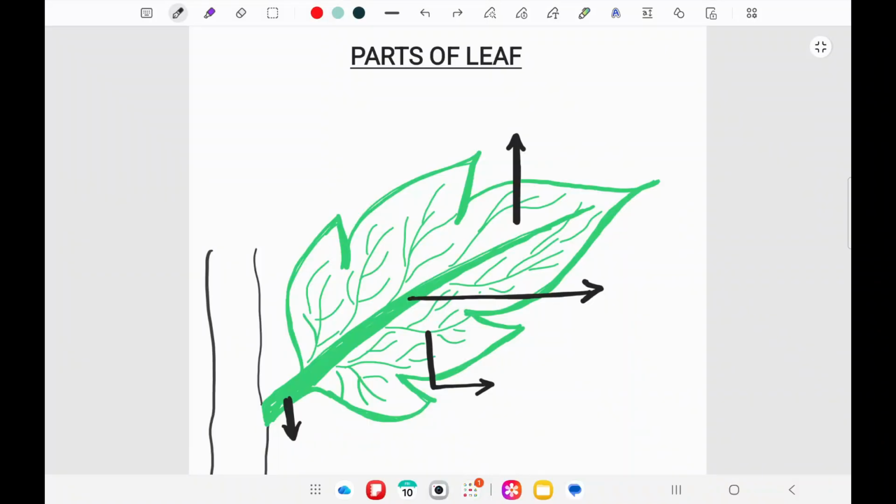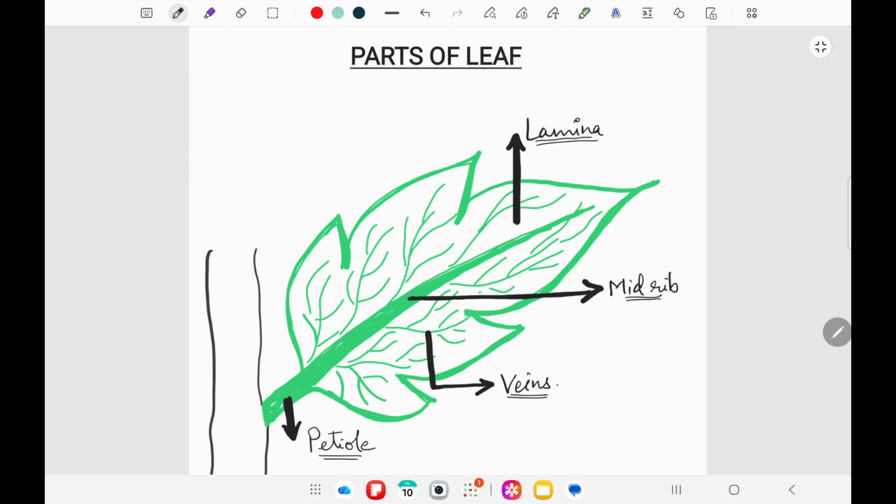Before that, I need to tell you what are the parts of the leaf. The part of the leaf which attaches the leaf to the stem is called petiole. The entire leaf surface is called the lamina. The thick pipe-like thing running through the center of the leaf is called the midrib. And there are many veins which you can see originating from the midrib. So this is the petiole, this is the lamina, the entire leaf surface, this is the midrib, and here are the veins.